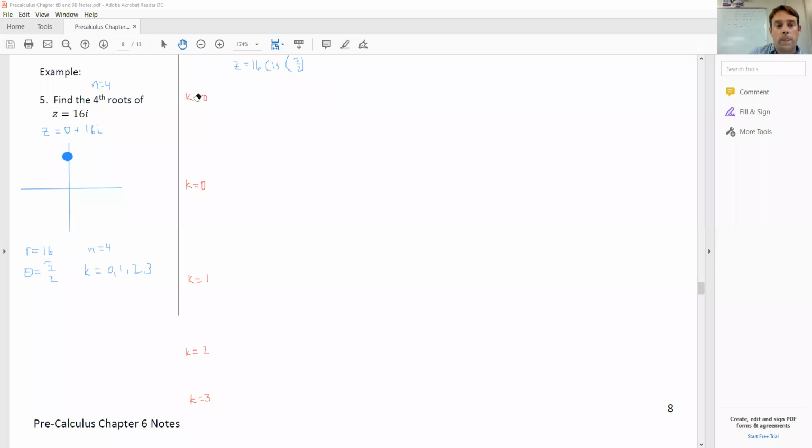All righty. So I'm looking for the fourth roots of 16 times cosine of theta, so pi over 2 plus 2 pi k all over 4, plus i sine of pi over 2 plus 2 pi k all over 4.